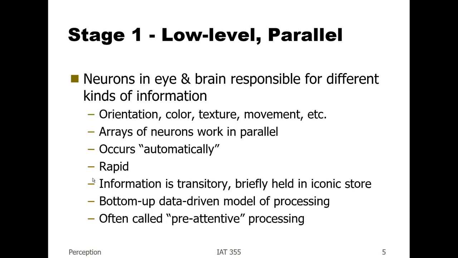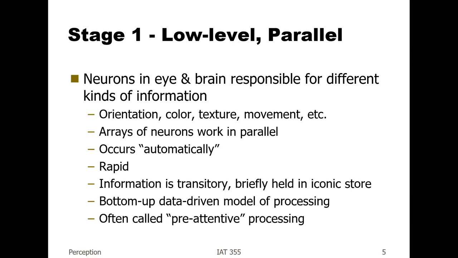The drawback, from the point of view of using the visual perception system as if it were a machine, is that the information that is processed in parallel and processed rapidly is transitory. And it's briefly held in this thing called the iconic store. And that iconic store is constantly being overwritten, probably 5 to 10 times a second as you look out in the world.